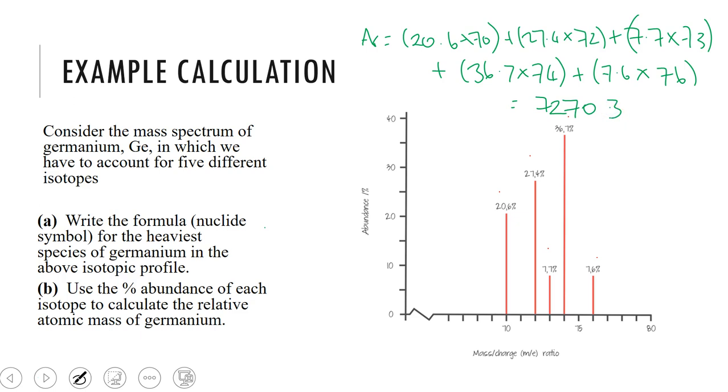So then, remembering that we need to divide this by 100 because we need to divide by the total percentage abundance, which is 100%, we will get 72.7, which is the relative atomic mass of our germanium species, which, remembering, is the weighted average of all the isotopes and their percentage abundances for this element.